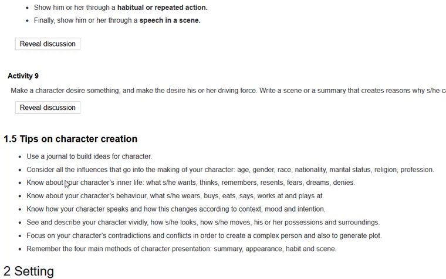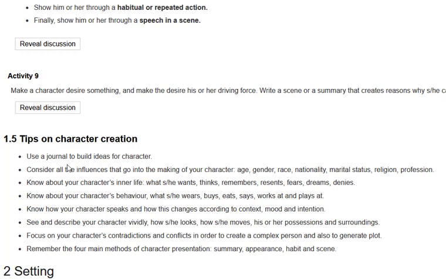Remember, the four main methods of character presentation are summary, appearance, habit, and scene. So if you follow all of these tips, you'll be able to create very good characters.